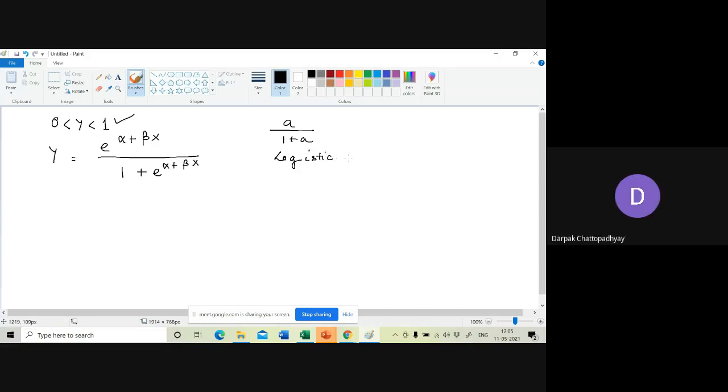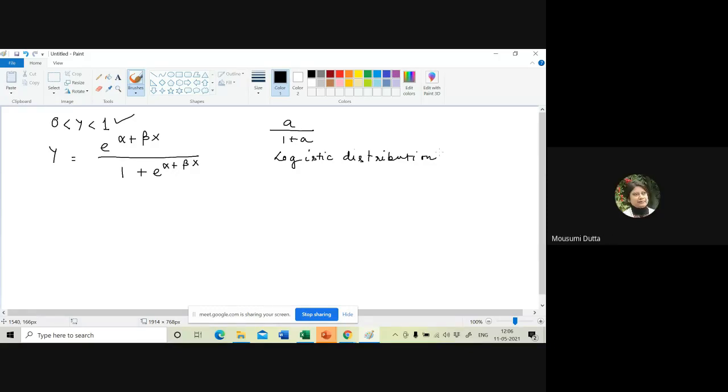Ma'am, y is equal to e to the power alpha plus beta x divided by 1 plus e to the power alpha plus beta x. How will we know that we have to use e to the power alpha plus beta x and these kinds of things in this particular question? What do we see that tells us to use this here?